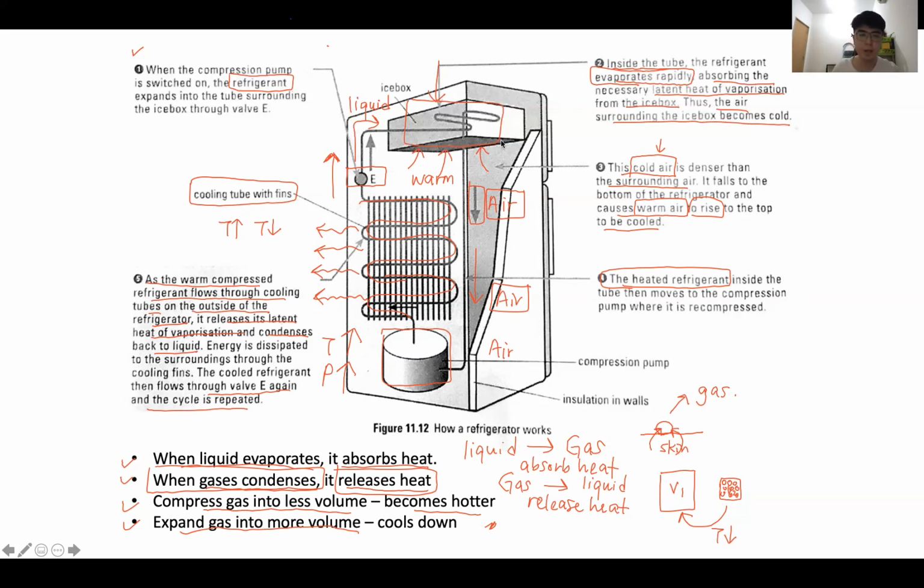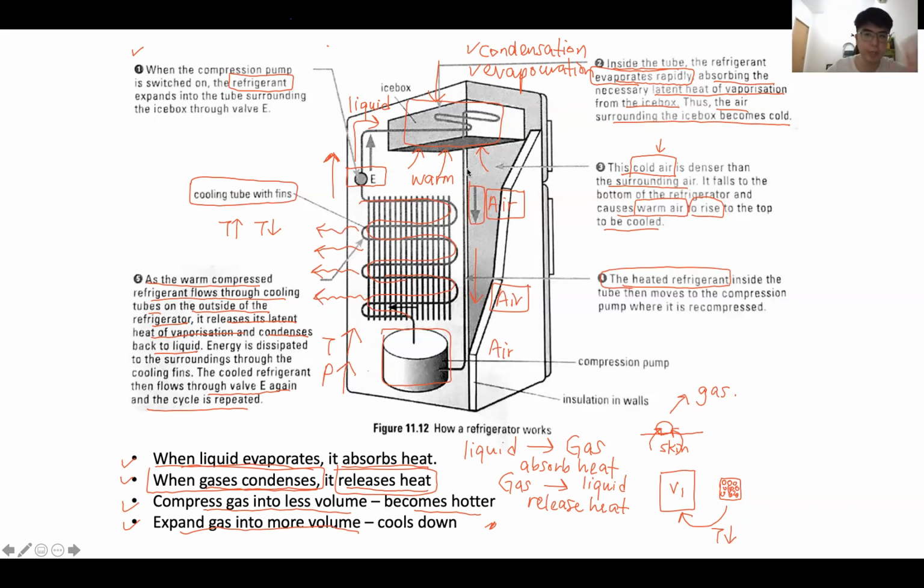Understand? So how does the refrigerator cool the air inside? As simple as it sounds, it just uses condensation and evaporation. The principle behind it is using condensation and evaporation, because when liquid evaporates, it absorbs heat, and when gas condenses, it releases heat. So basically, it absorbs heat from the food inside and then throws it out. Absorb heat, throw it out.